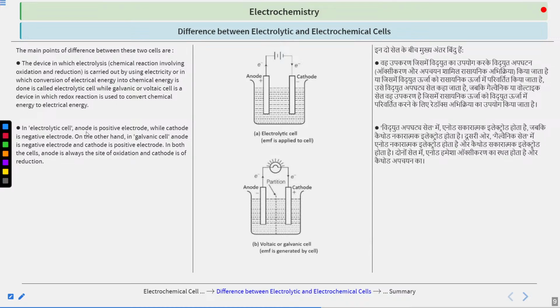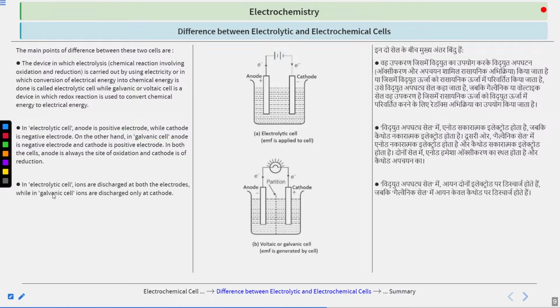Now in an electrolytic cell, the anode is the positive electrode while the cathode is the negative electrode. We have seen it. Whereas in the case of a galvanic cell, the anode is the negative electrode and the cathode is the positive electrode. But in both of them, the anode is the site of oxidation and the cathode is the site of reduction. So this is the same for each of them.